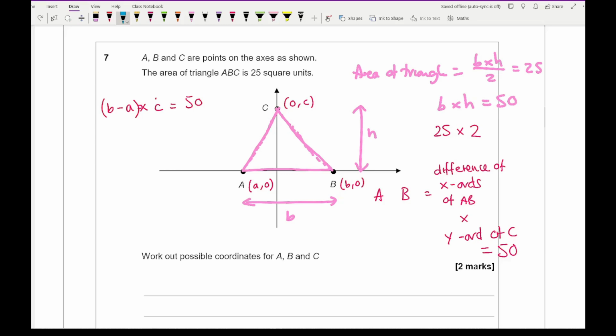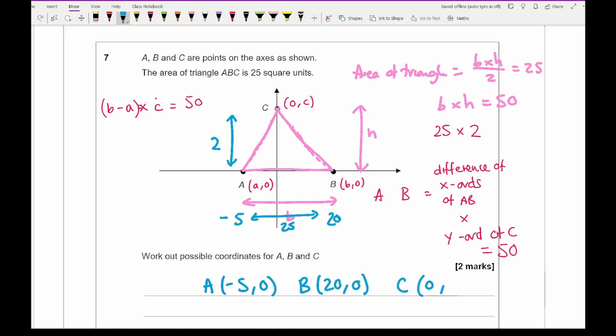So here if I had, let's say, minus 5, then B would need to be 25 plus that, so that would be 20. So that then gives me a distance of 25, and the height needs to be 2. So potential coordinates could be that A is going to be (-5, 0), B is (20, 0), and C is going to be (0, 2). And again, that would be one example of where it would give me the correct answer.